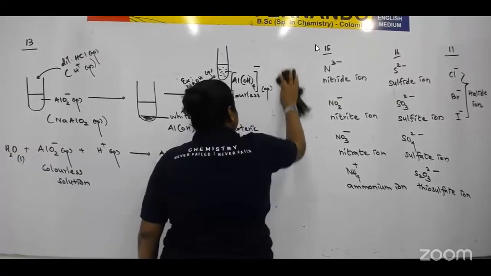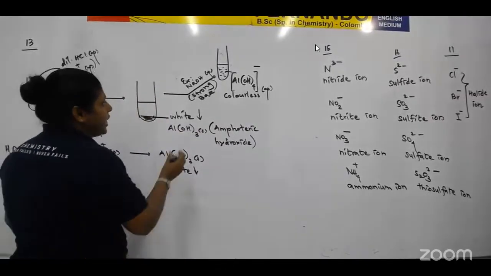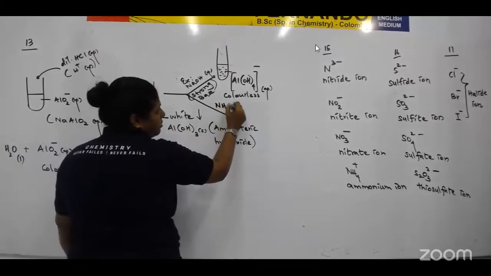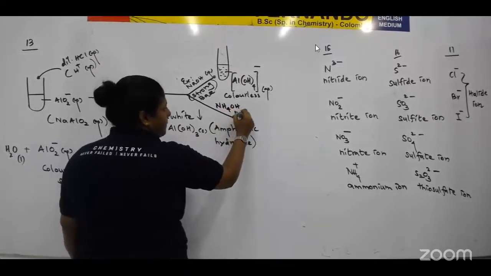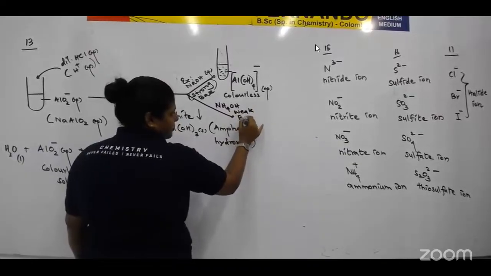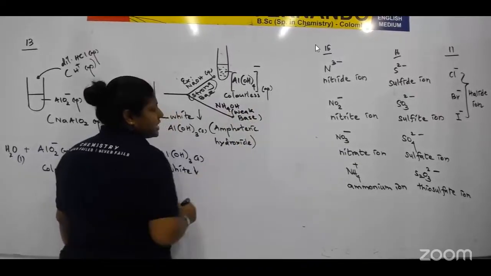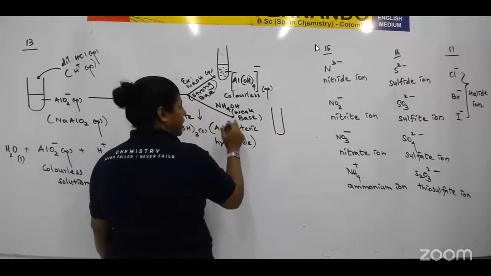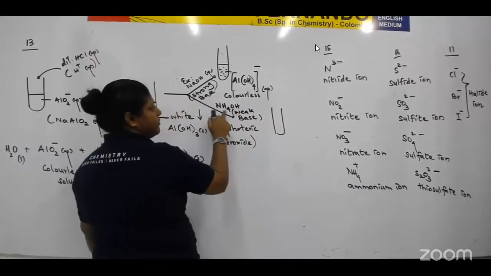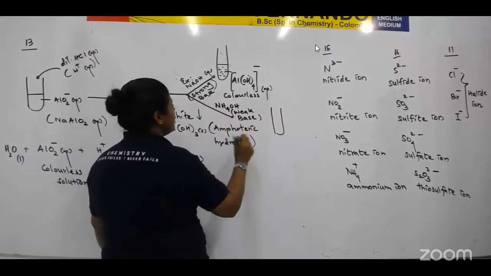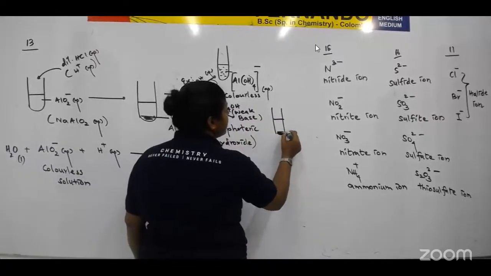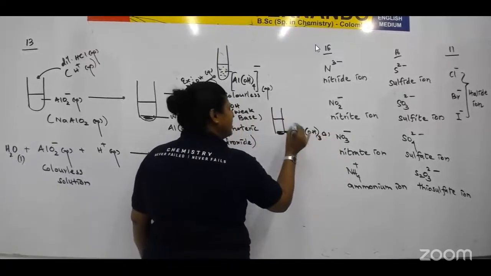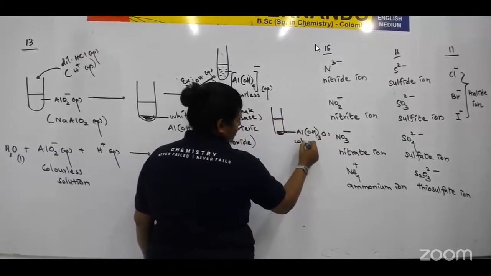It gets dissolved. When we add a weak base like ammonium hydroxide, ammonium hydroxide is a weak base. So even if we add a weak base to the aluminium hydroxide, the solid remains. It does not dissolve. It remains. This is white.